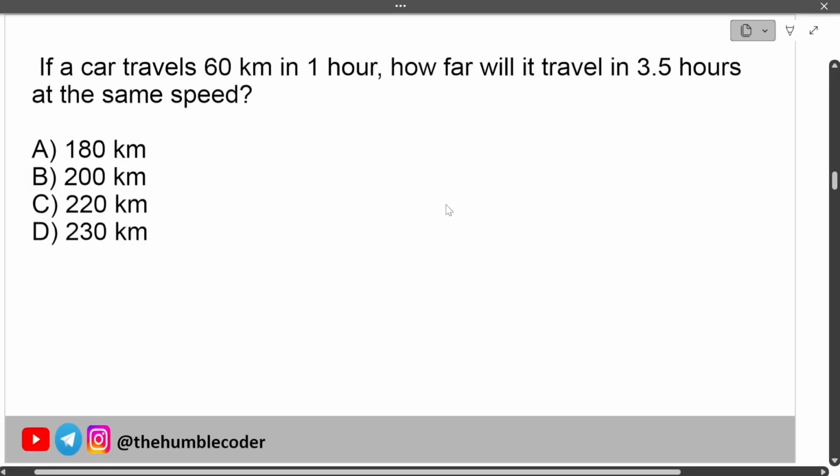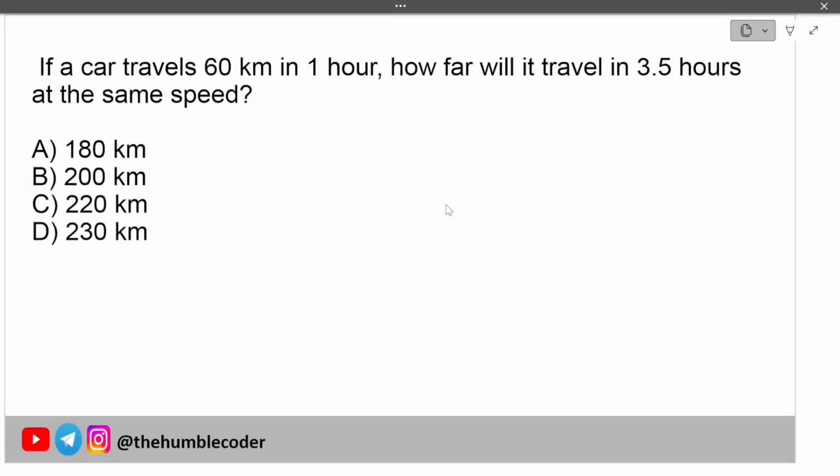If a car travels 60 kilometers in 1 hour, how far will it travel in 3.5 hours at the same speed? Okay, so before we start solving this question, guys, I want to let you know that the options are wrong in this case, but we will find out the correct answer for it, so don't worry.